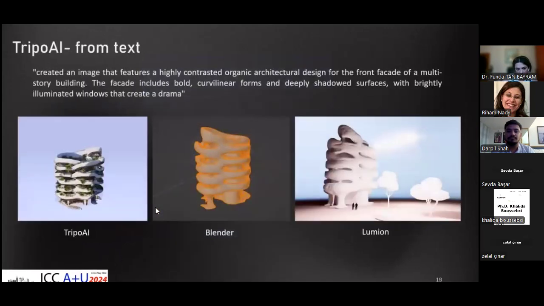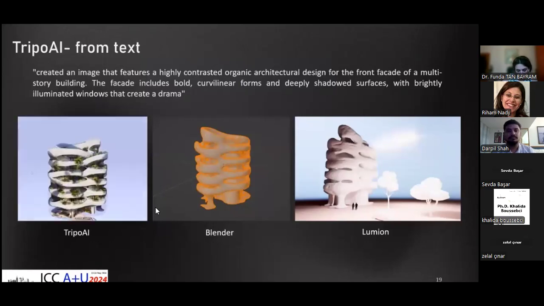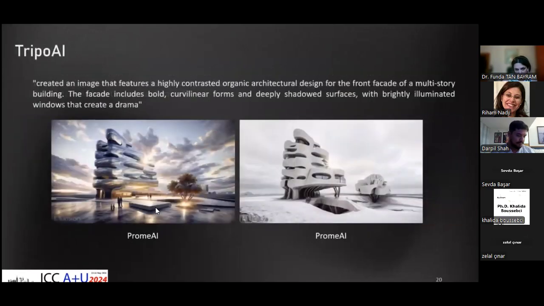Another example: a model created using this tool was opened in Blender and then rendered through Lumion. This visual was reprocessed, and by entering the desired prompt in another AI tool, a reverse process was followed to see what other results could be produced with these tools.